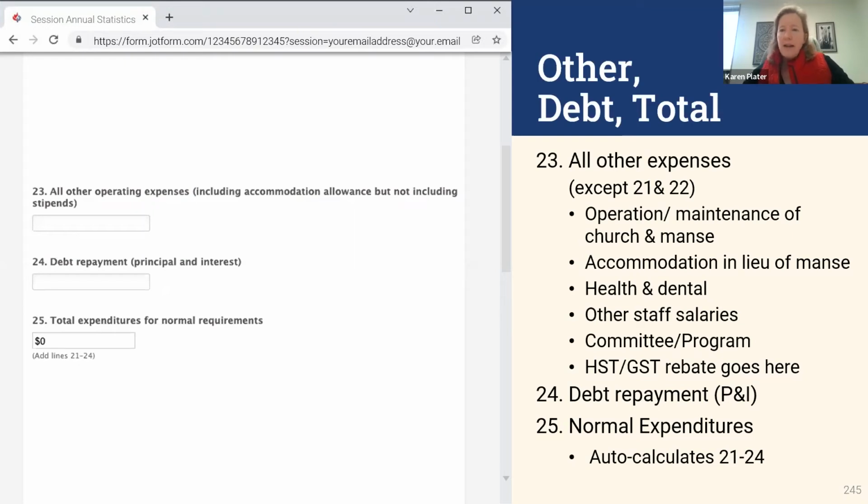Line 23, you mentioned HST rebate here. Could you please re-explain this?